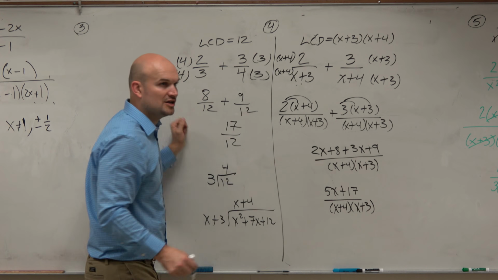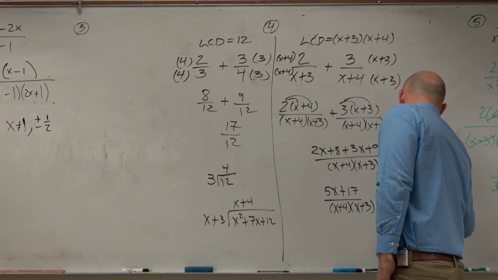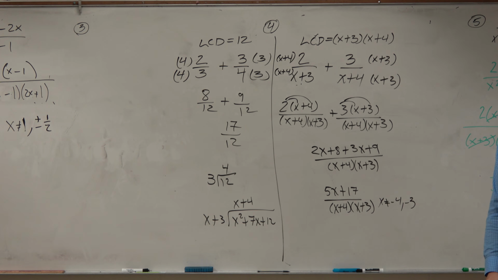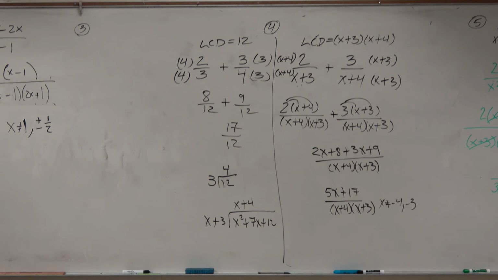And then do we have some values where x cannot be defined? -4 and -3. OK? Now, we don't want to get caught into always multiplying, which I'll show you guys next.